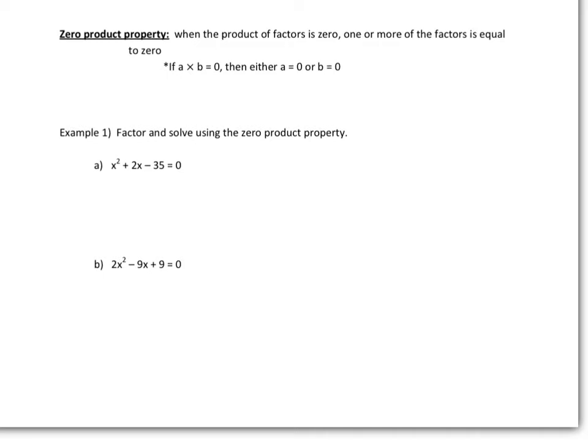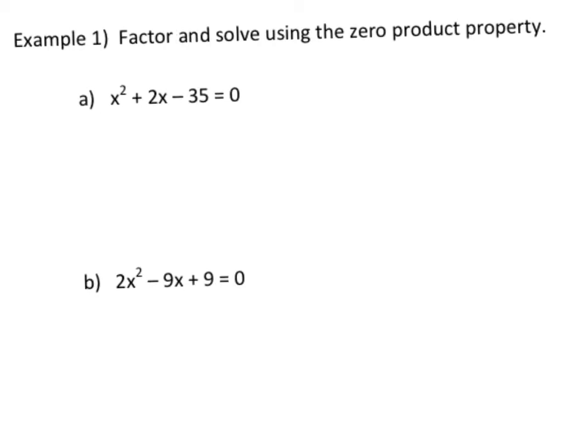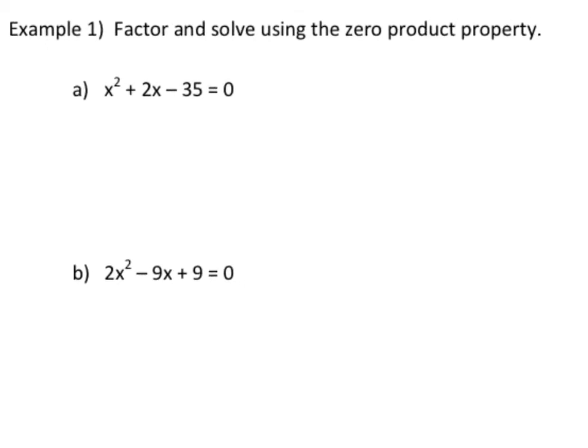Factor and solve using the zero product property. So we are looking for zeros, and those zeros are considered solutions. So zero product property has you factor first. So we have a trinomial on the left side of this equation.